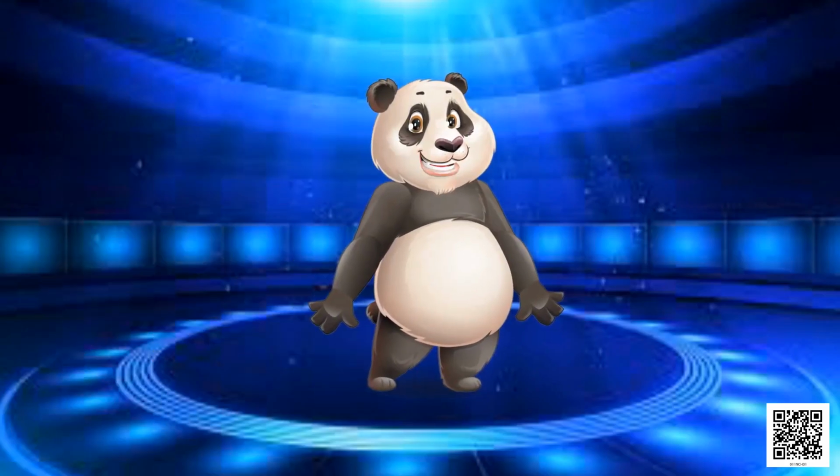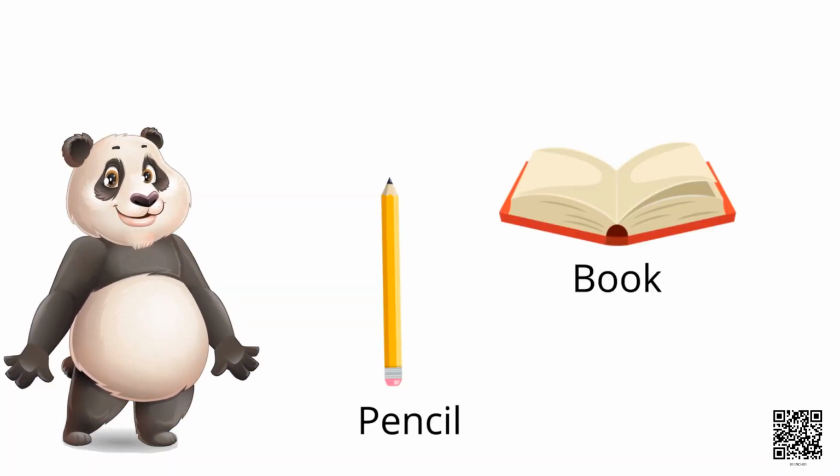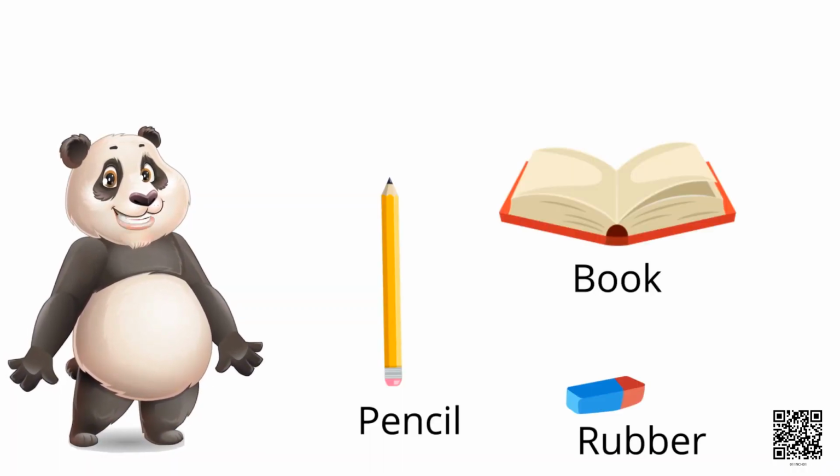Similarly, children, when you sit to study, all the things that you use, like a pencil, a book, or a rubber, all these also have different shapes. Like some are square and some are round.